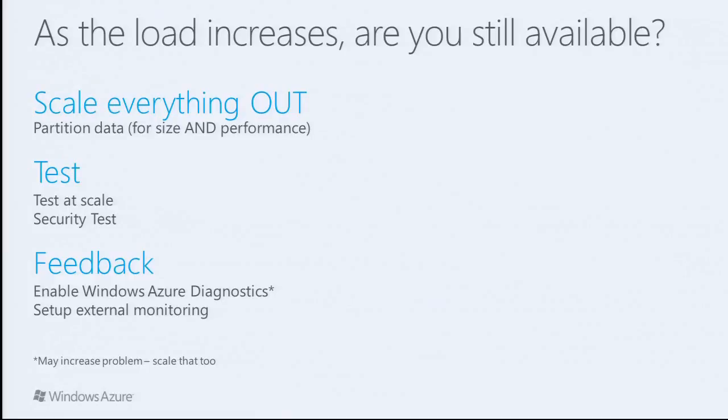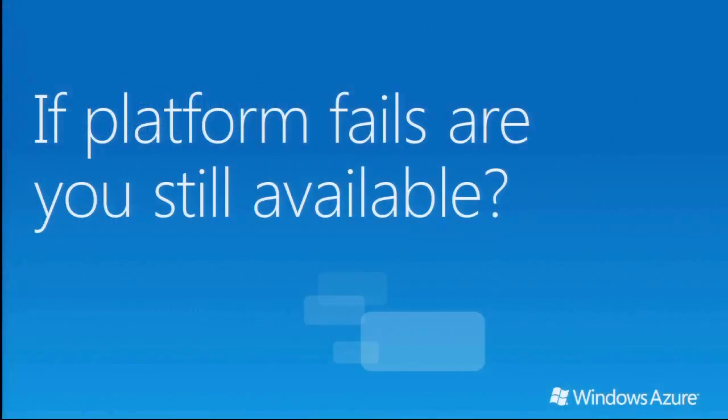Another great thing on feedback is to set up some sort of external monitoring. Now, Windows Azure itself doesn't provide any application-specific monitoring. We keep an eye on the health of the instances and the VMs, but we don't ping your application to see what's going on. So it's worth setting up some external monitoring just so you get that outside-in view of what's going on.